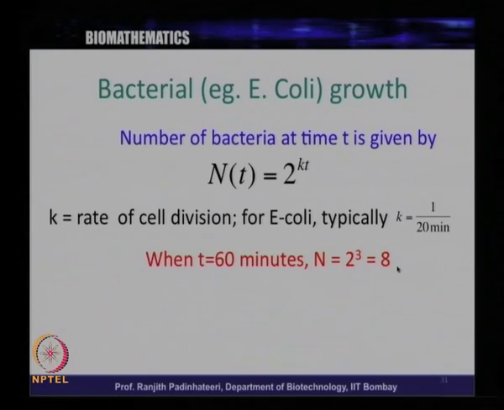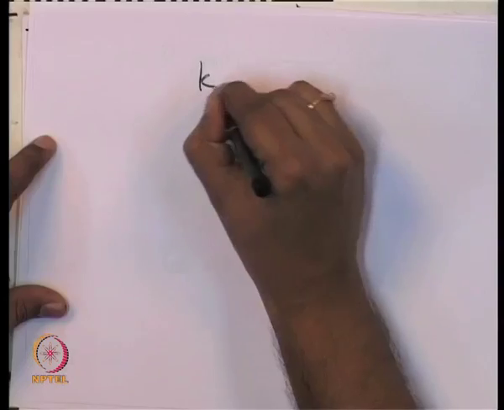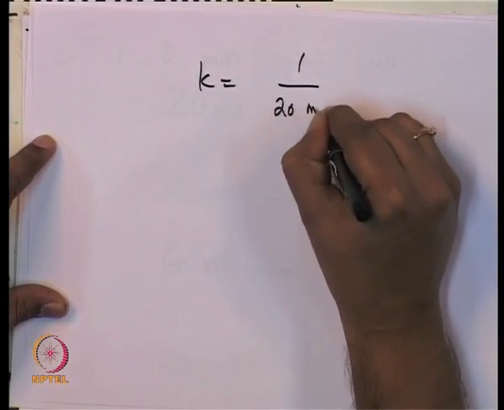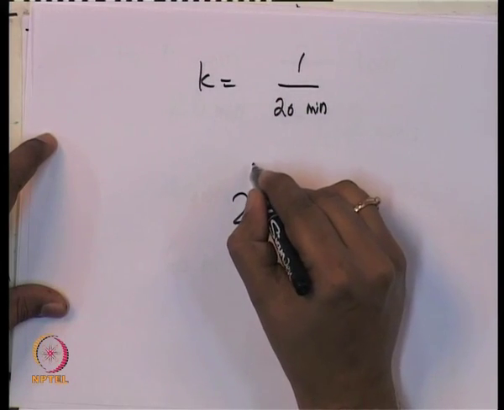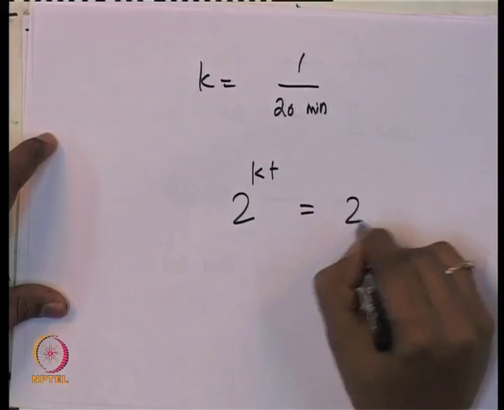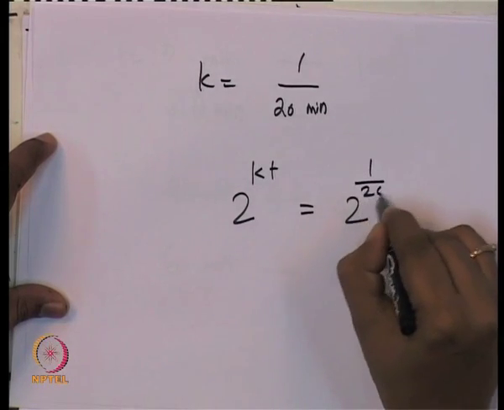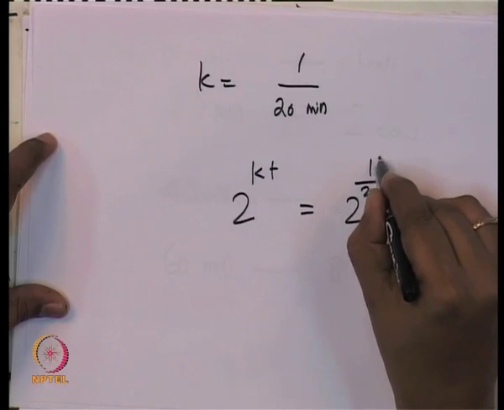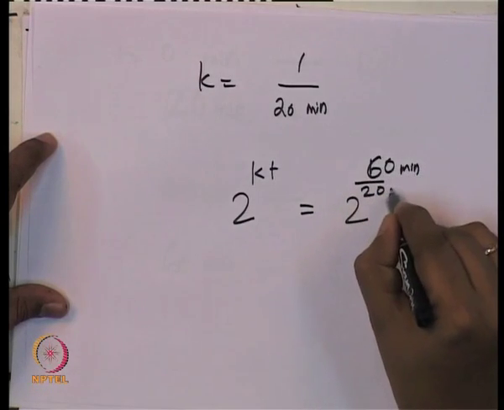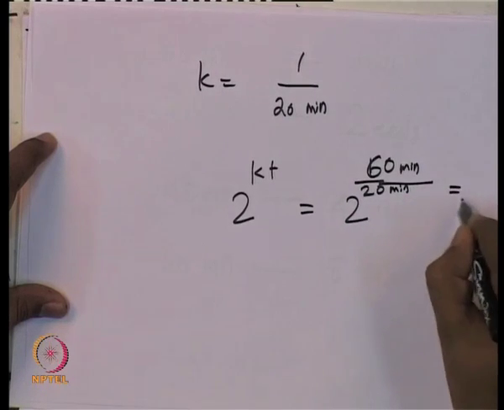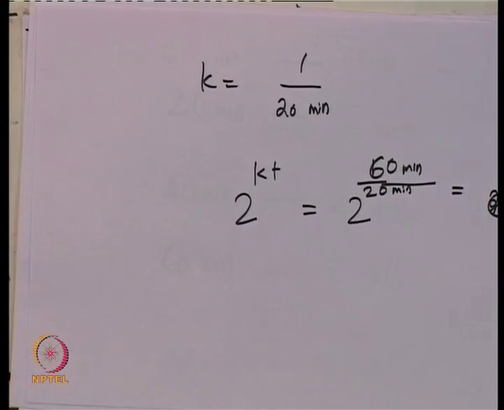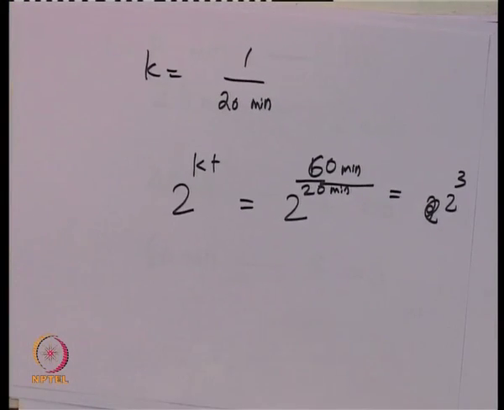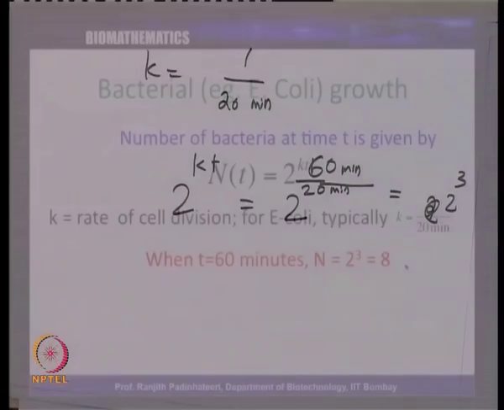So, let us understand this a bit more. We said k is 1 over 20 minutes. So, 2 power k t is 2 power, where k is 1 over 20 and t is 60 minutes. So, 60 minutes by 20 minutes you get 2 power 3. This is the way you got this 2 power 3 here. So, when t equals 60 minutes you have 2 power 3, that is 8 cells.